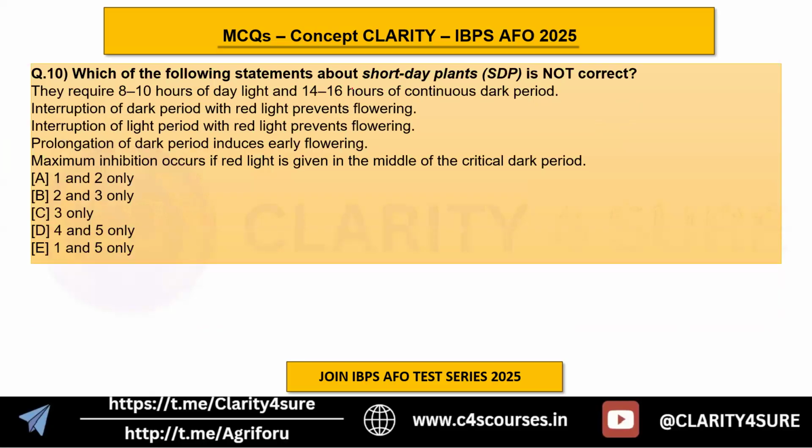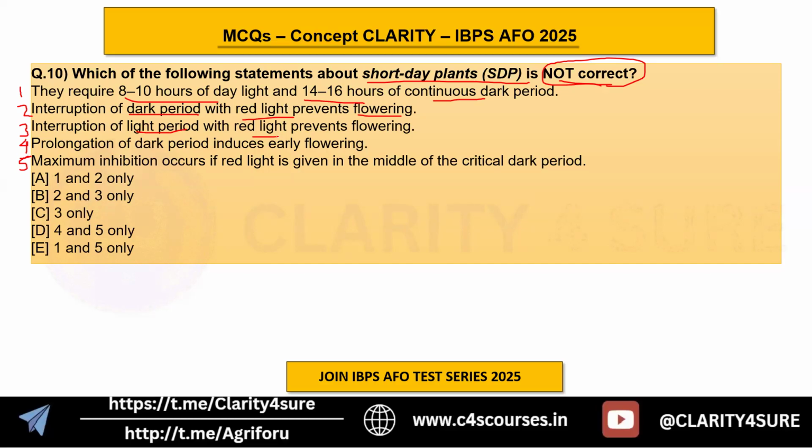Which of the following statements about the short day plants, okay, is not correct? Okay, so let's move on. Let me number them. Okay, 1, 2, 3, 4, and 5. Okay. So the first statement states that they require 8 to 10 hours of daylight and 14 to 16 hours of continuous dark period. Okay. Then we are considering the not correct options. Okay. So be careful here. Interruption of dark period with a red light prevents the flowering. Interruption of light period with red light prevents the flowering.